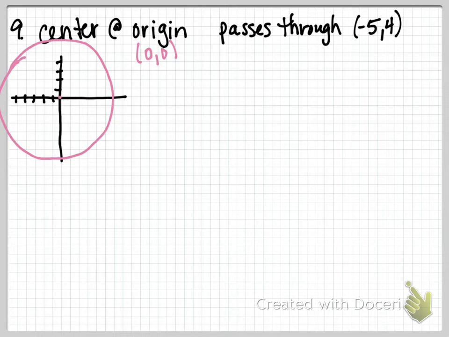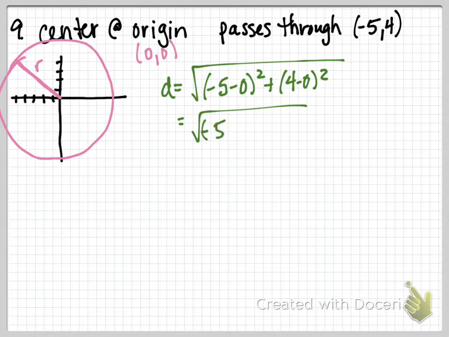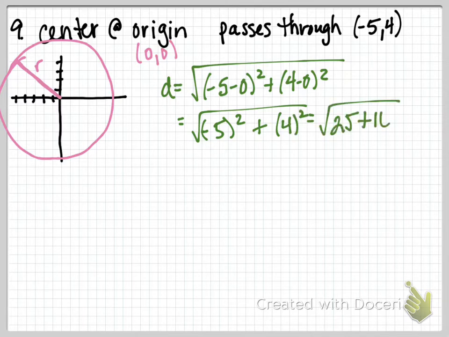Now, how does that help us? Any distance from your center to any point on the circle is your radius. So that means we are going to use the distance formula to find the radius of my circle using the center, which is 0, 0, and the point negative 5, 4. So we have the distance equals the square root of negative 5 minus 0 squared plus 4 minus 0 squared. So we get negative 5 squared, which is going to be 25, and 4 squared, which is going to be 16. So we get the square root of 41.